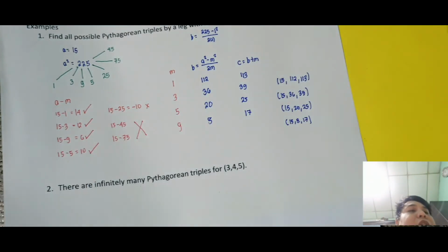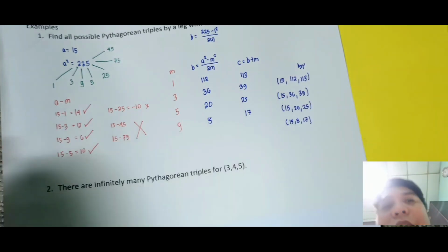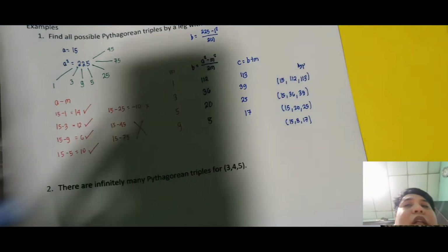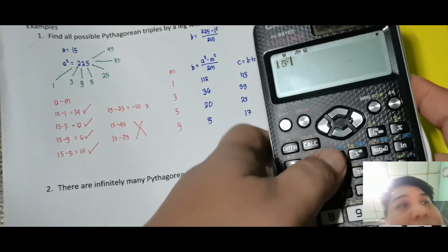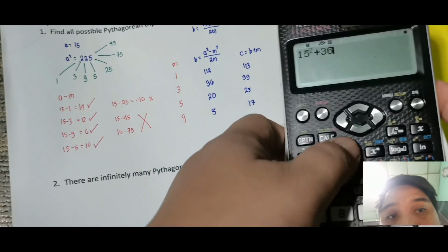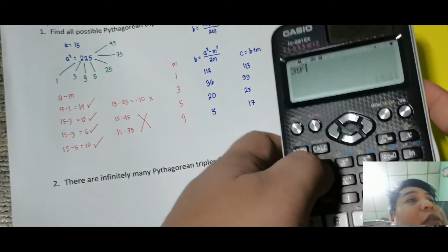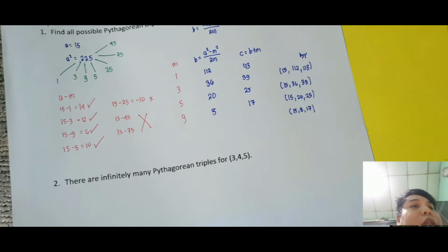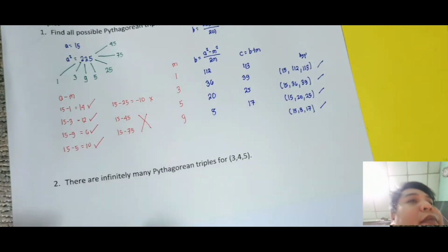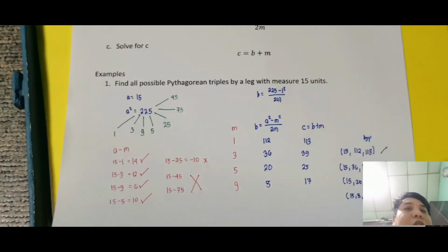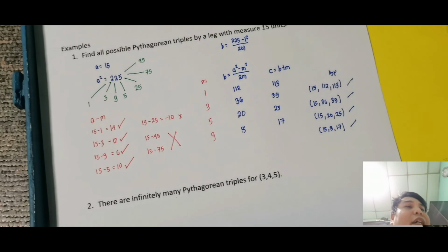Note na yung third number is lagi yung hypotenuse. So, check na tayo isa dyan. Gawin natin sa Pythagorean theorem. So, 15 squared plus 36 squared, that's 1521. So, check natin yung 39. 39 squared is 1521. So, therefore, tama yan. Ito ay check, check, check, check. Okay, so ganun yung application ng ating Pythagorean triple. Napaka-saya niya, I think.